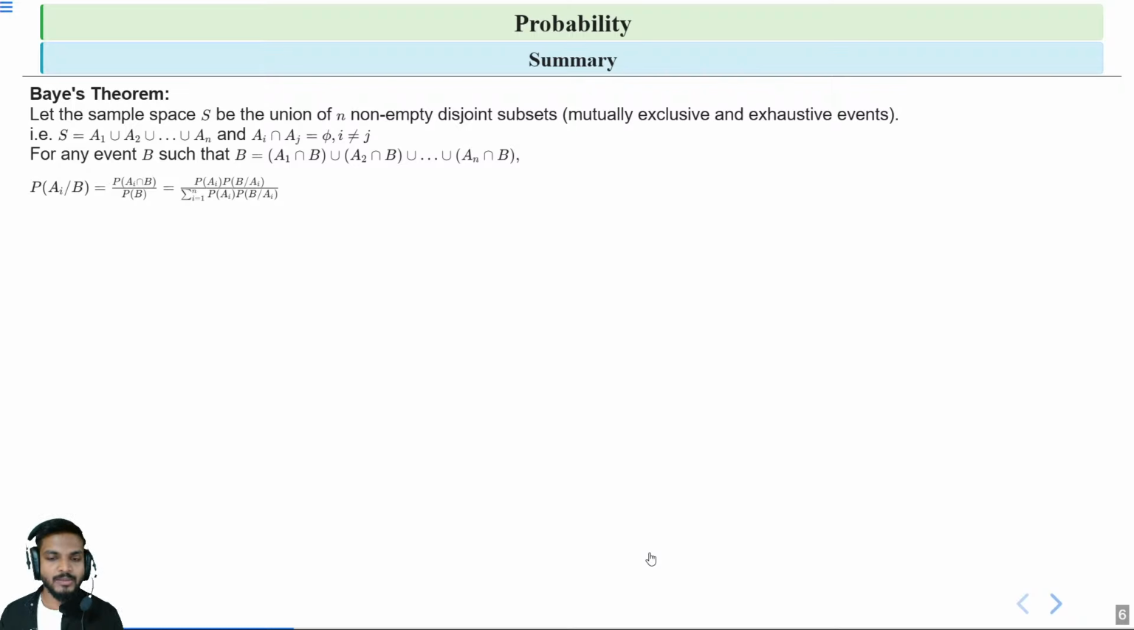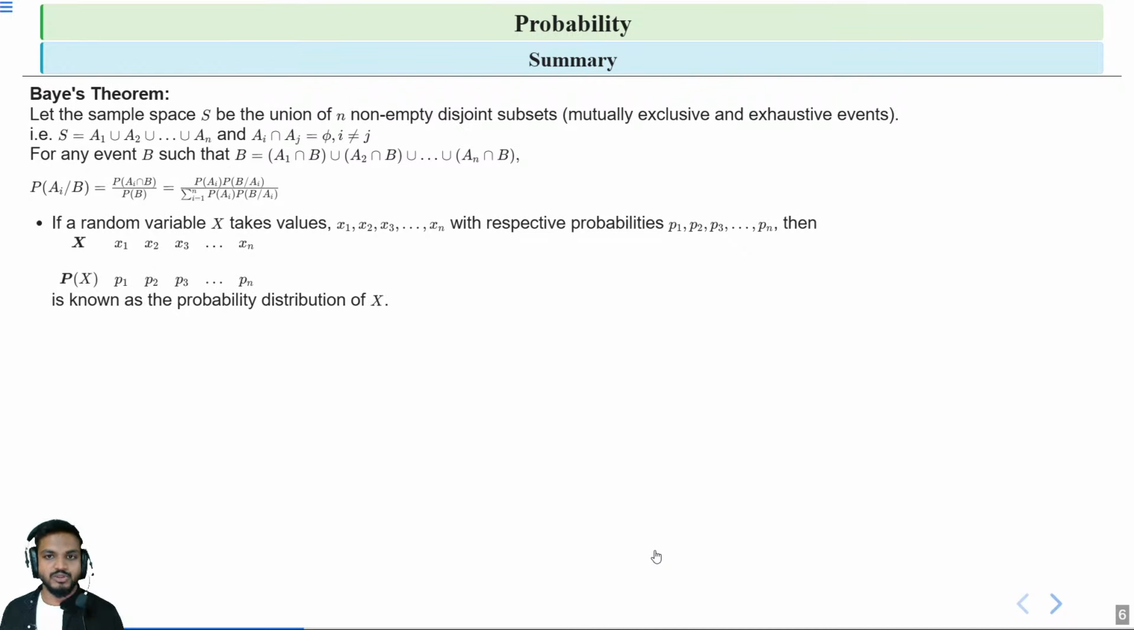If you want to find the probability of B, that can be calculated by the total probability law. That means probability of B is equal to the summation of probability of Ai into probability of B given Ai. And if you want to get the probability of Ai given B, that means the second event has already occurred and now you have to find the probability of Ai. That is calculated by Bayes theorem, given by probability of Ai intersection B by probability of B. That is probability of Ai into probability of B given Ai, divided by summation from i equal to 1 to n of probability of Ai into probability of B given Ai. Okay.